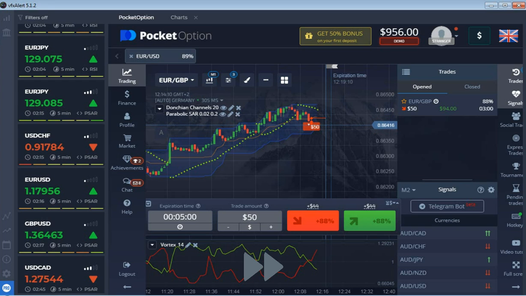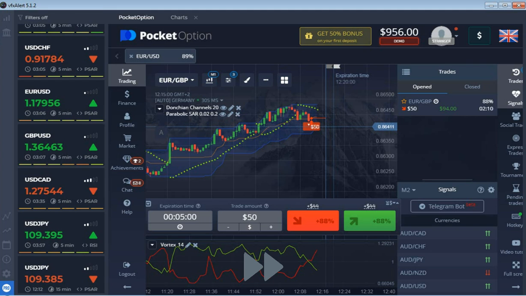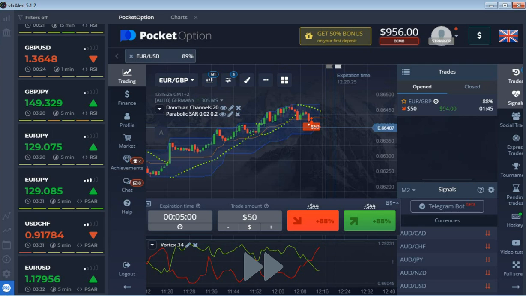On major pairs such as the euro-dollar or the Canadian dollar, it is recommended to trade on larger time frames of 15 and 30 minutes. There, the Vortex indicator gives fewer false signals. The balance of power between buyers and sellers changes more slowly. It is necessary to increase the expiration to 10 to 15 minutes.